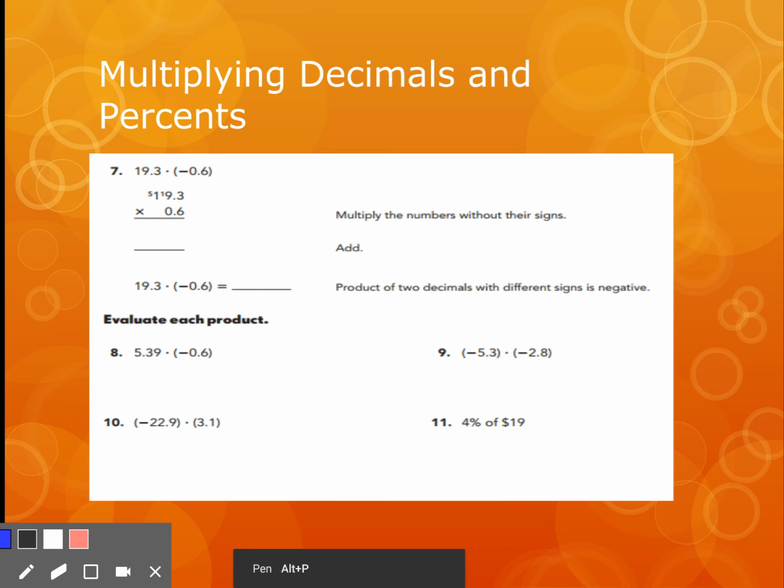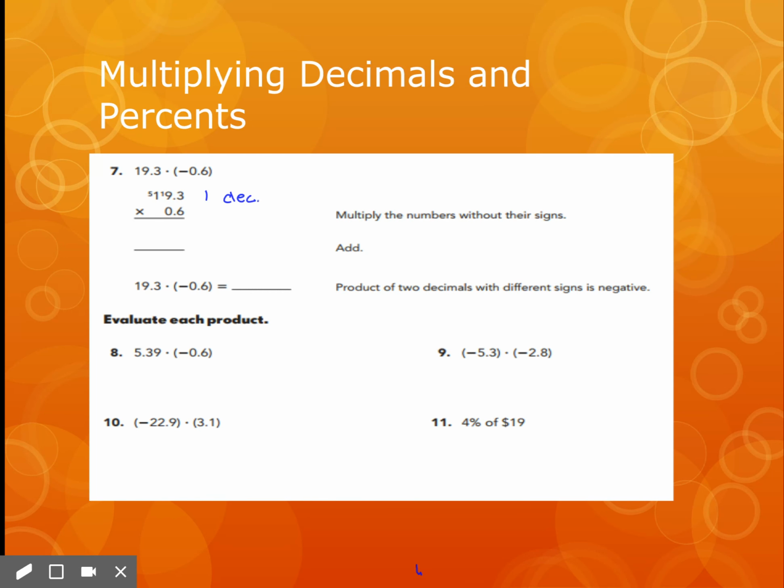This is actually a good skill to figure out how much you owe if you're purchasing something with sales tax. Okay, so number 7, we have 19.3 times a negative 0.6. So here, in 19.3, we have 1 decimal place.